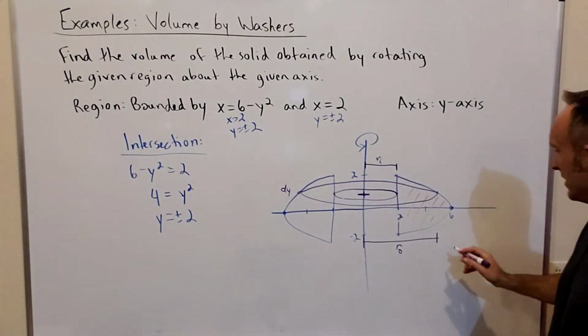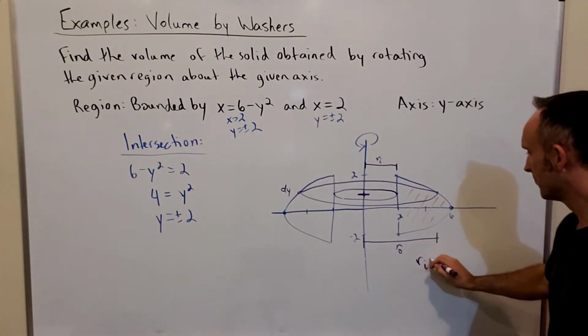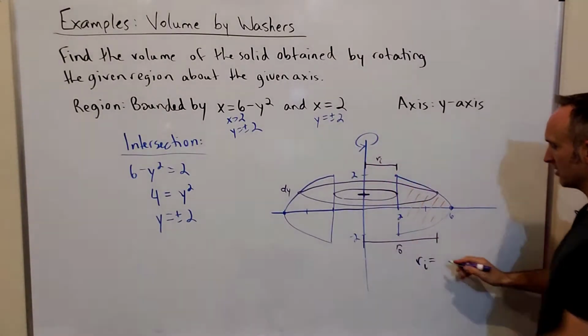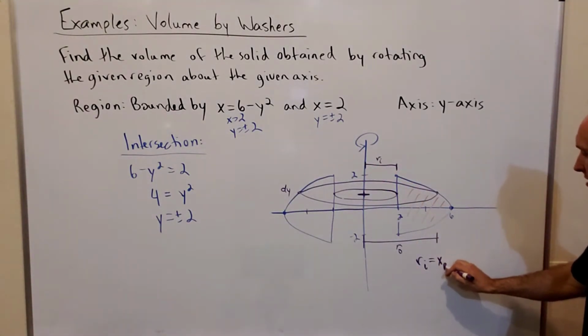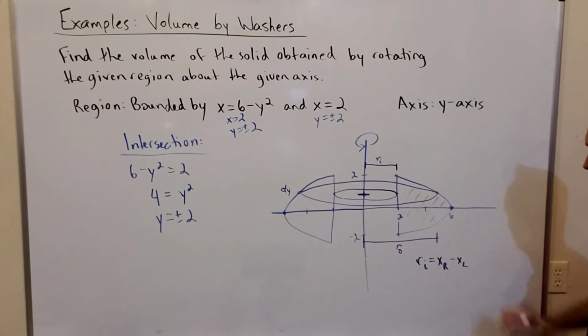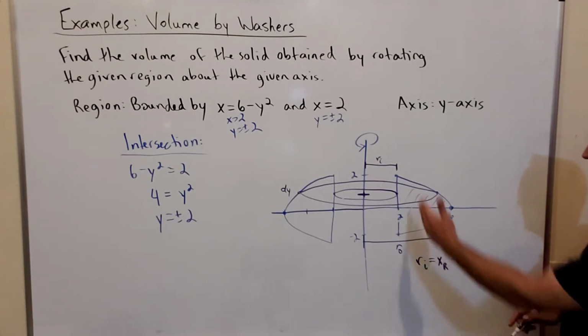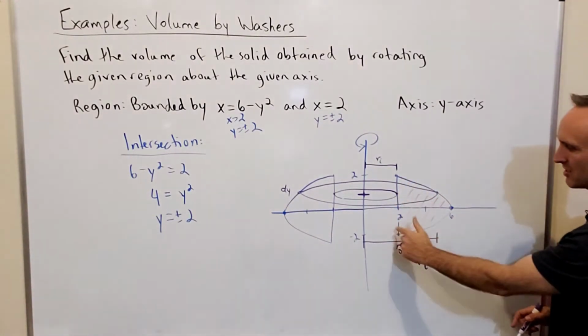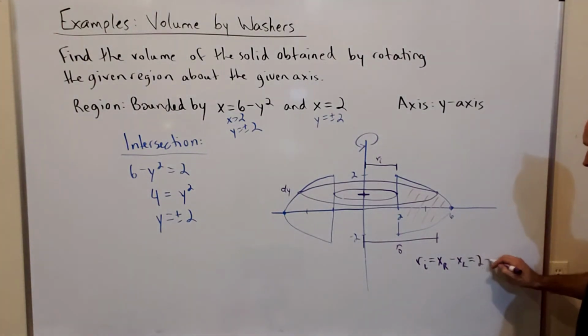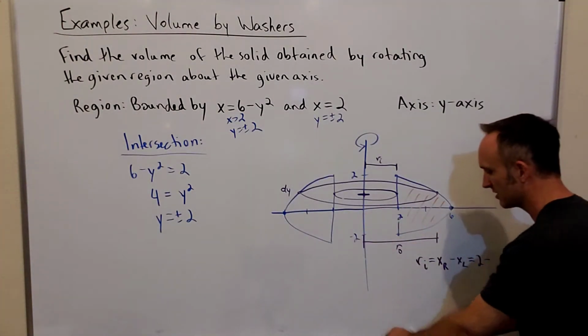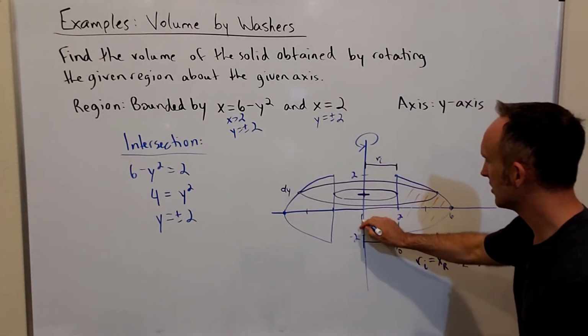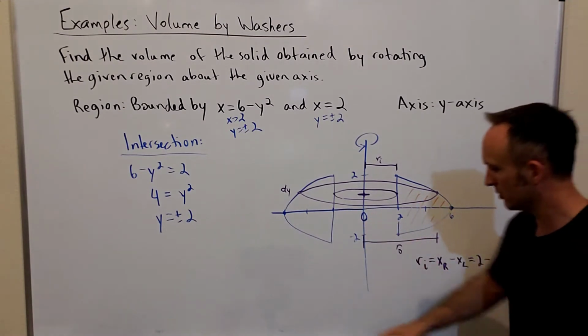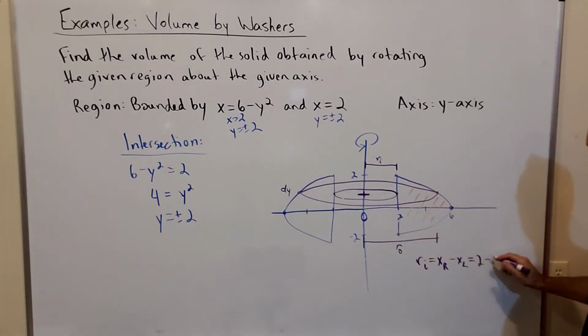So my inner radius here, it's measured horizontally. So I'm going to take the rightmost x minus the leftmost x. And in this case, the rightmost x is the constant of 2, minus the leftmost x, which is the constant of 0. That's at my axis of rotation. So it'd be x, or 2 minus 0. So my inner radius is a constant of 2.